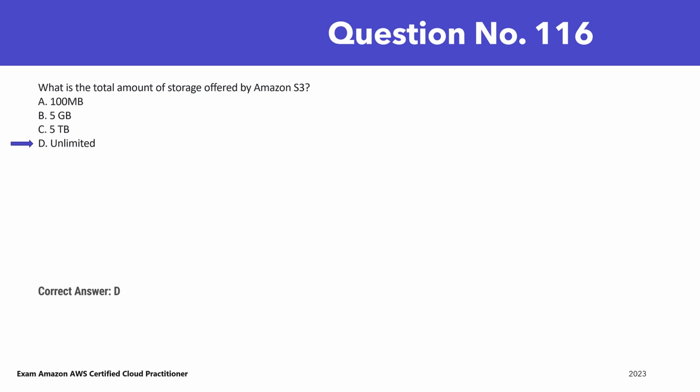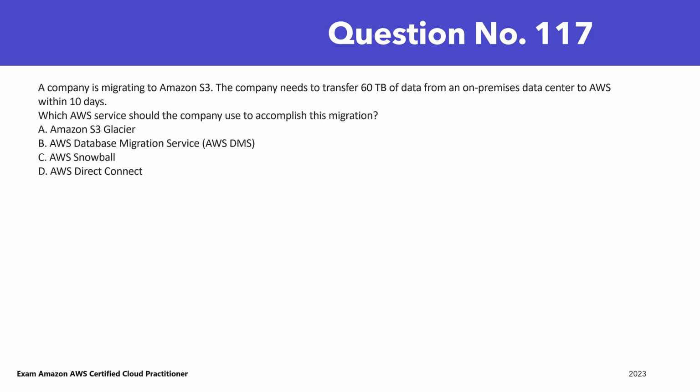A company is migrating to Amazon S3. The company needs to transfer 60 terabytes of data from an on-premises data center to AWS within 10 days. Which AWS service should the company use to accomplish this migration? A. Amazon S3 Glacier. B. AWS Database Migration Service, AWS DMS. C. AWS Snowball. D. AWS Direct Connect.